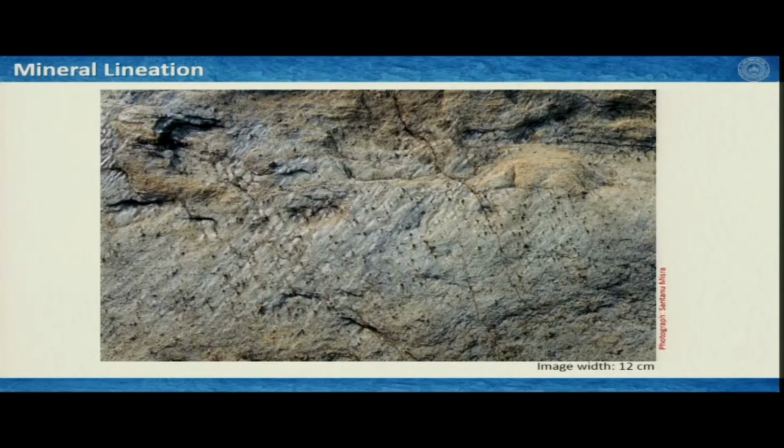Okay, so here is an example of mineral lineation. First of all, what we see here is the trace of the bedding plane. If you have not figured it out, I just tell you these are the traces of the bedding planes on this foliation plane. Now, this foliation plane is characterized by crenulation lineation, you can figure out they are like this.